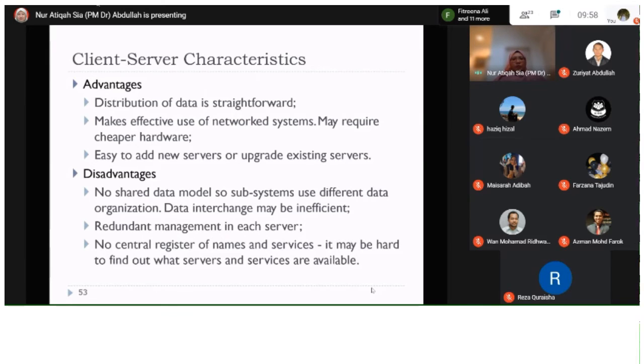Okay, back to our slide. So this is the advantages and disadvantages of client server. The advantage is distribution. It lets you distribute across different geographical locations, and it is very efficient for networking and uses cheaper hardware.